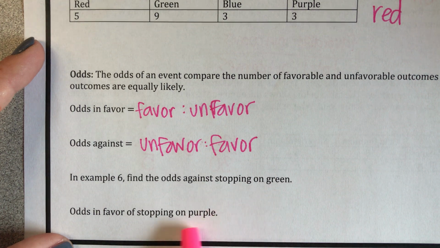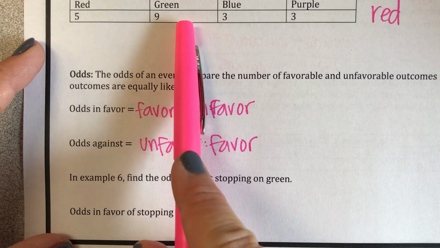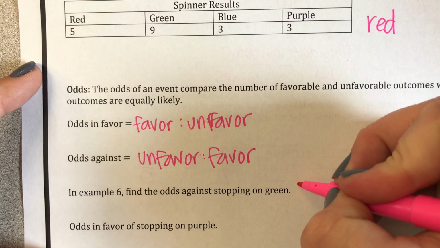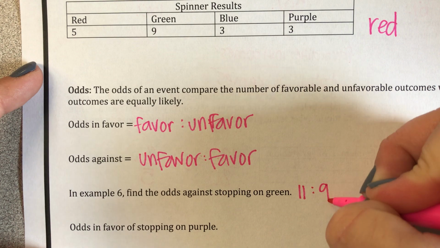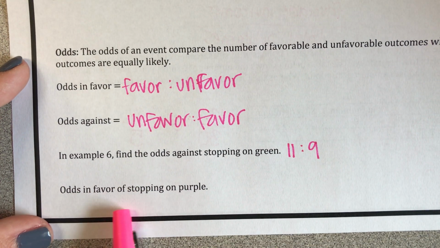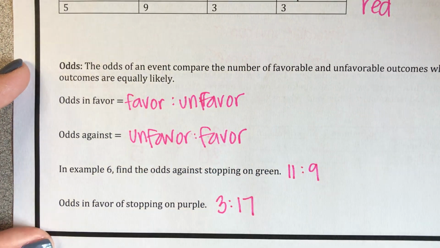So it says in example 6, find the odds against stopping on green. So there's 9 green, and that means there's 11 that are not green. So unfavorable is 11 to favorable is 9. And then odds in favor of stopping on purple, 3 purple, 17 that are not purple.